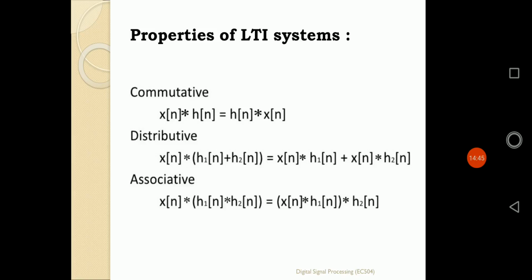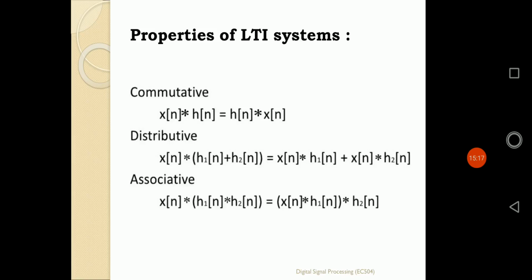There are several properties. Basically, there are three properties for an LTI system. LTI system properties are nothing but simply follow the rules for the properties of convolution. The convolution has three properties: commutative property, distributive property, associative property. Here also for an LTI system it has three properties. First one is commutative property, second one is associative property, and third one is distributive property.